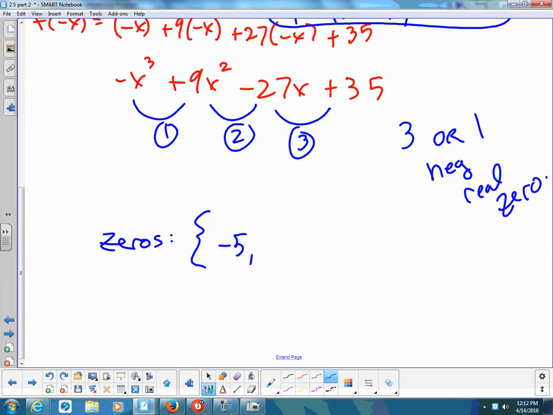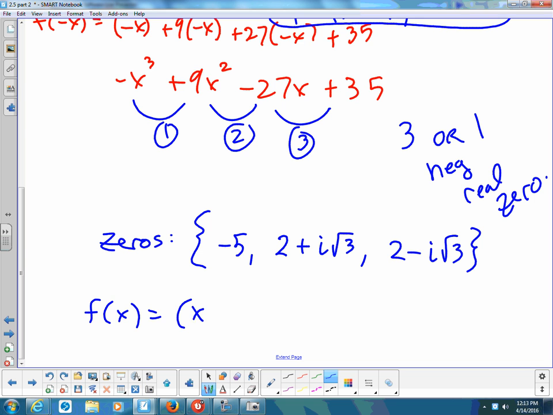-5, 2 plus or minus i√3, and 2 minus i√3. Do people agree? And then if we're going to rewrite our function so it's a product of linear factors, Matthew. X plus 5 times the quantity of X minus the quantity of 2 plus i√3 times the quantity of 2 minus... we need X minus the quantity of 2.